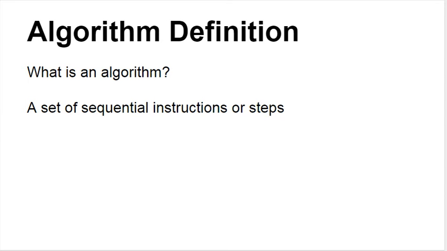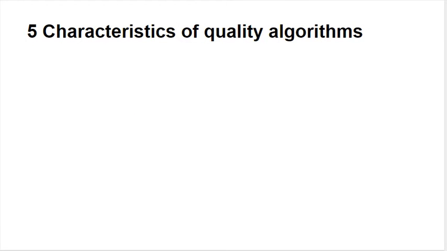Alright, here we go. So we're going to start off first just making sure we're clear about the algorithm definition. It is a set of sequential instructions or steps. Now with that in mind, let's talk about the 5 characteristics of quality or well-structured algorithms.